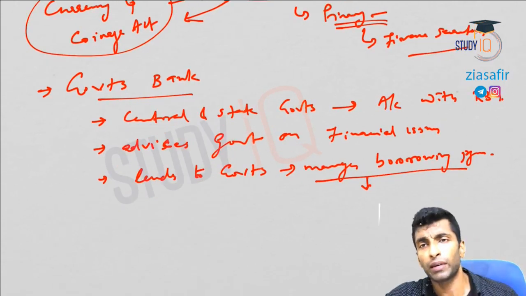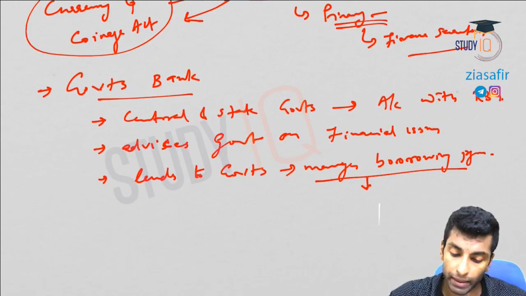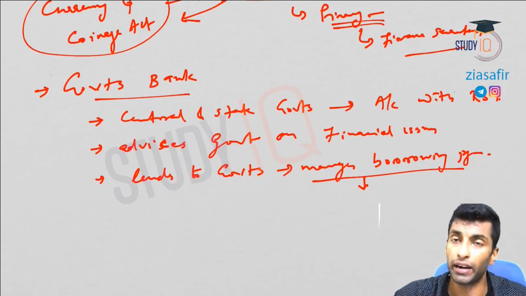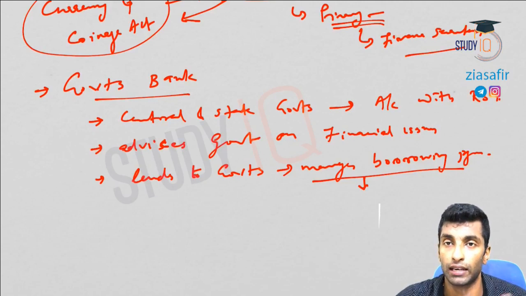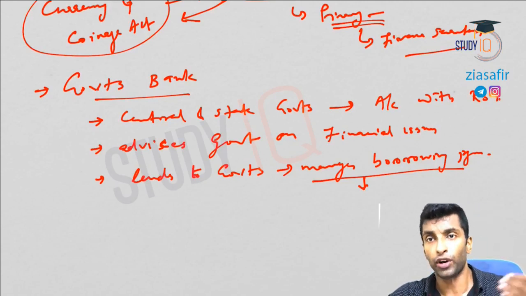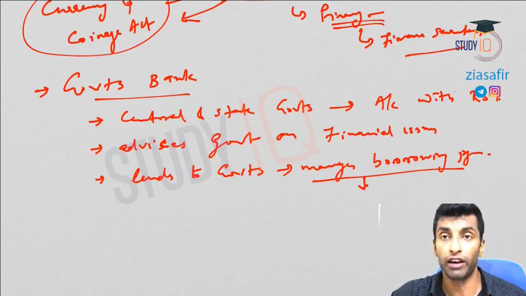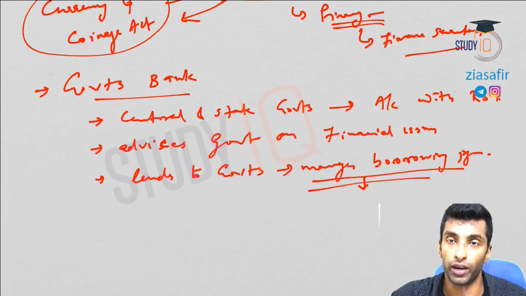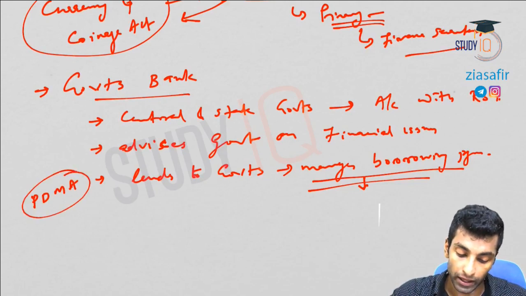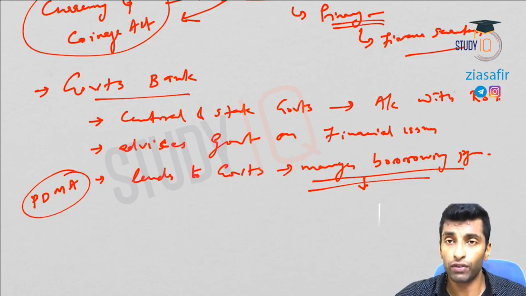In 2015 budget, a Public Debt Management Authority (PDMA) was actually proposed, but it was not implemented. We will discuss that later. So to manage the government's debt, another body was proposed because RBI has many other roles to do which are more important than managing the borrowing program or managing the debt of the government. For that, PDMA, Public Debt Management Authority, was proposed in 2015-16 budget.